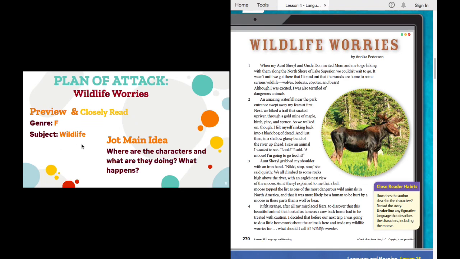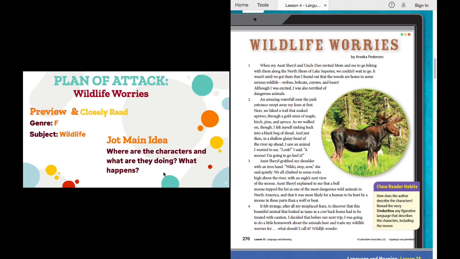Now I'm going to closely read the text. I want you to pause and closely read the text on your own, thinking about where are the characters, what are they doing, and what happens. Okay, now that we've closely read the text, we're going to think about these questions.